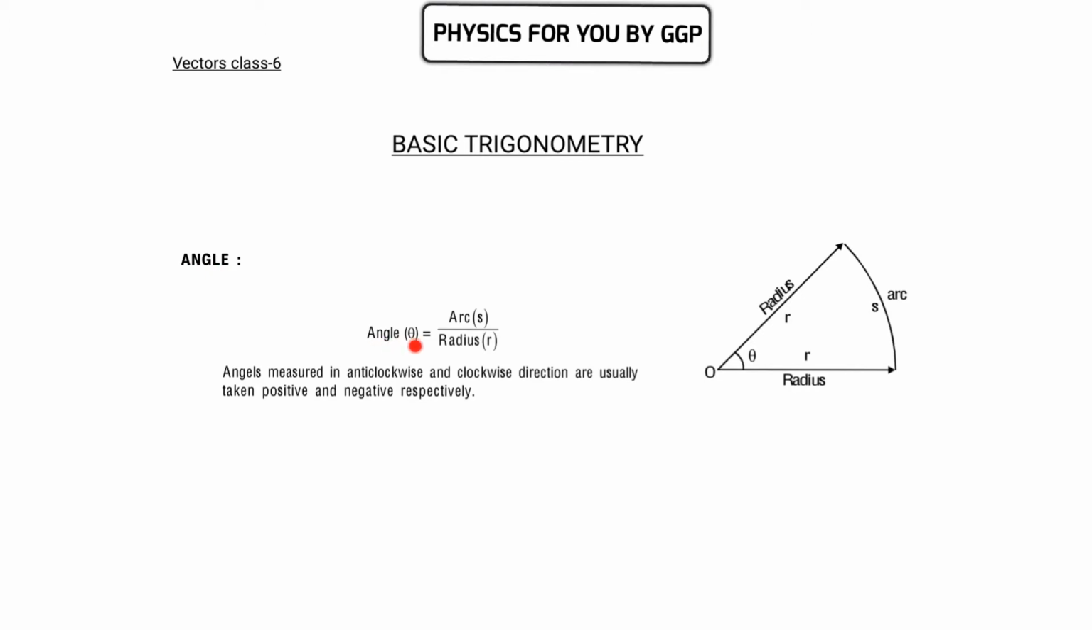The definition for angle is nothing but length of the arc divided by radius. That means if an object is, let's say, moving through a circular path, something like this, so this will be the value of angle covered by that object. And the definition of this theta is nothing but length of this arc divided by radius. So angles measured in anti-clockwise direction are usually taken as positive, and clockwise direction normally we'll take it as negative.